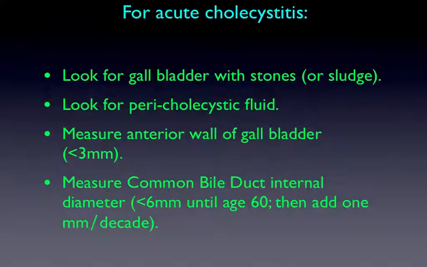Then also we'll measure the common bile duct. The internal diameter, not the external, but the internal diameter, so you exclude the walls, should be less than 6 millimeters until age 60. And then we add 1 millimeter per decade, so less than 7 millimeters until age 70, less than 8 till age 80, and so forth.